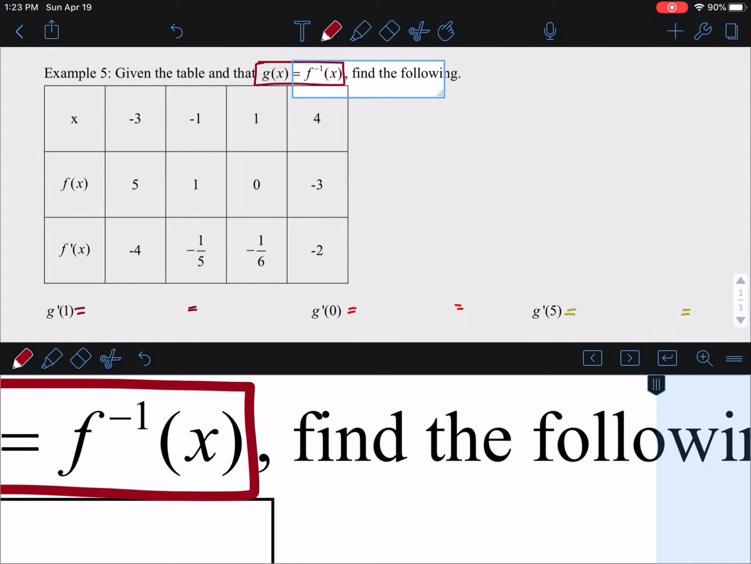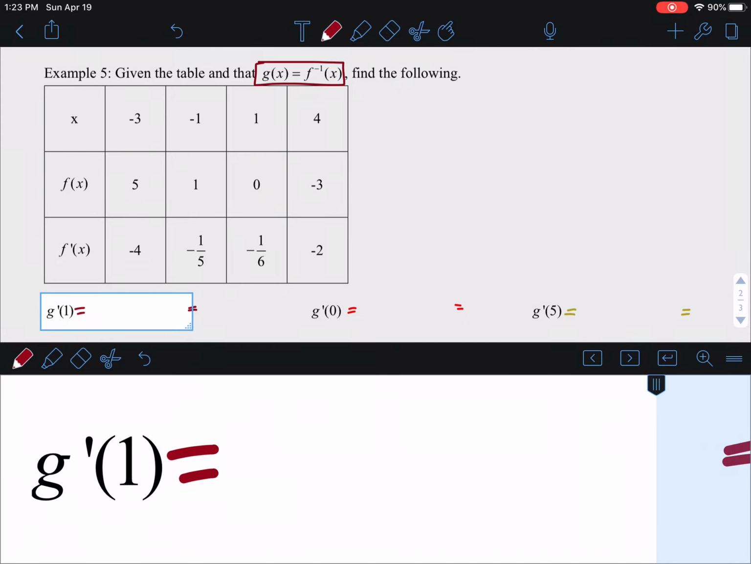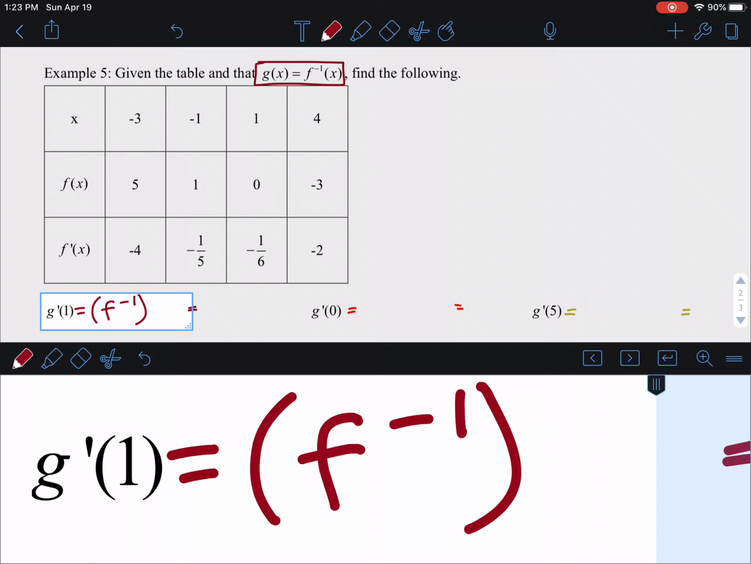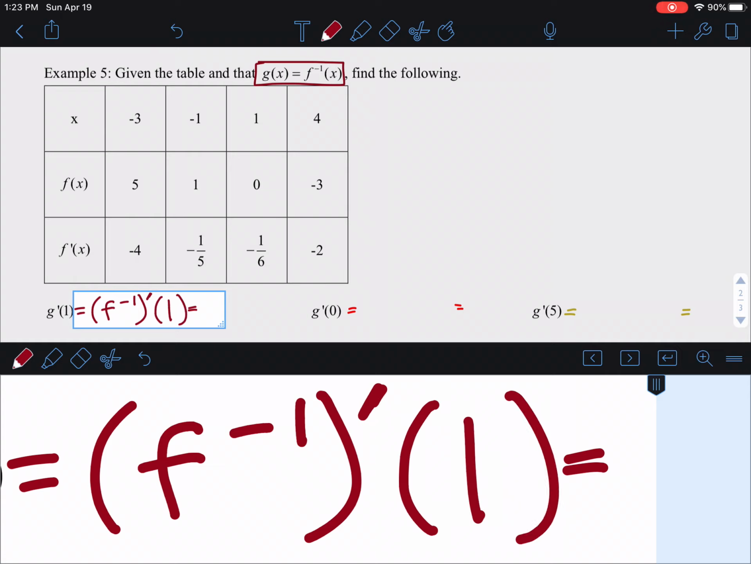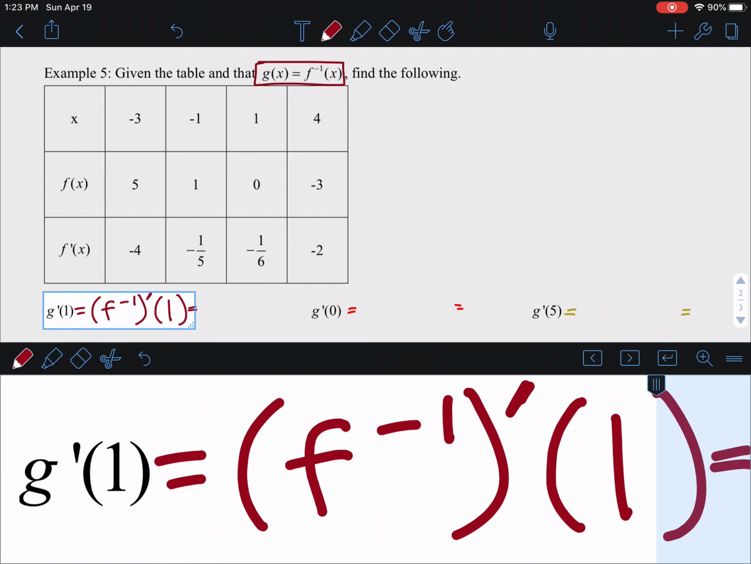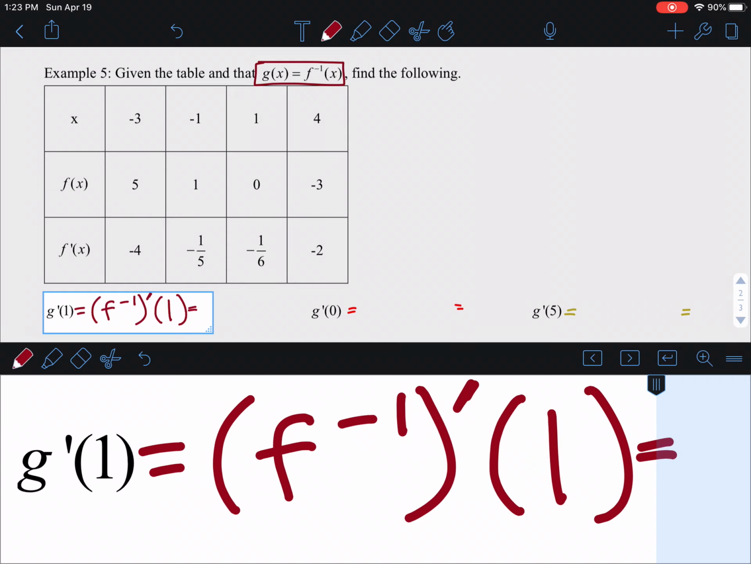So the very first thing I'm going to do is look at g prime of 1, and I'm just going to rewrite it back in terms of f. g is f inverse. What am I doing to g? I'm taking its derivative. So I'm also going to take the derivative of f inverse at x equals 1. Okay, so the first thing that's very common with derivative of inverse questions is to have another name for the inverse function. So first thing I'm going to do is get rid of that.